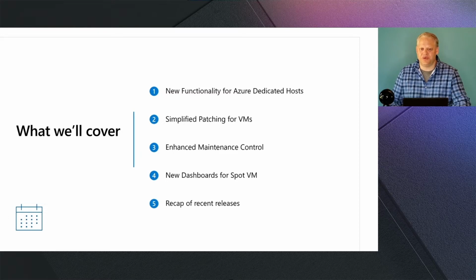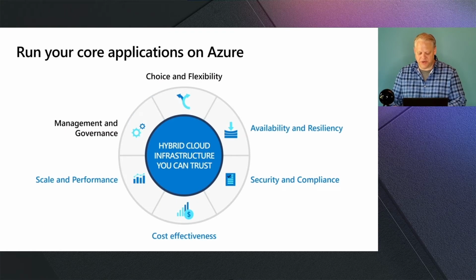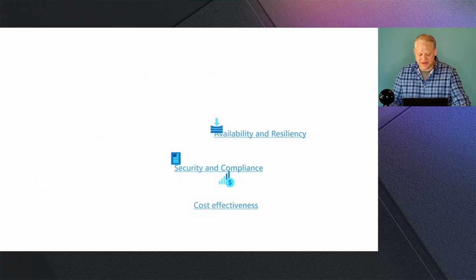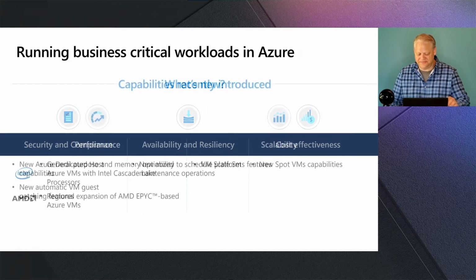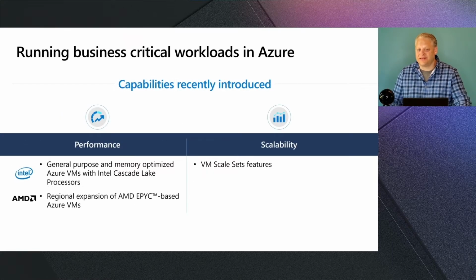And finally, as I mentioned, we will wrap up with some of the key functionality that's been recently released. And so we will hit these four areas. Specifically, we will cover the new capabilities for security and compliance around dedicated hosts and patching, availability and resiliency through the maintenance control, and cost effectiveness through the new dashboards and functionality that will be released for spot virtual machines. And then finally, we'll wrap up with a summary of some of the more recent virtual machine sizes that have been made available and what you can do with VM scale sets and some of the functionality we've added there to give you more control through the virtual machine scale sets.